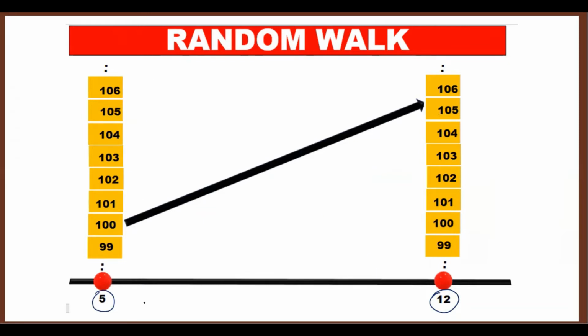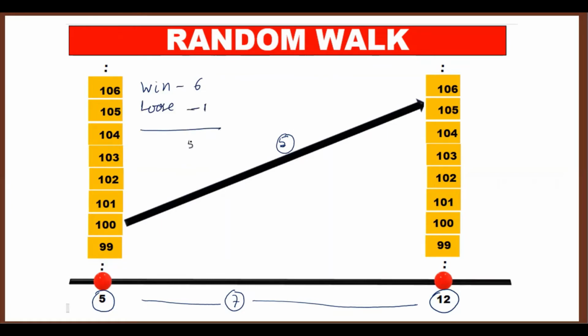If this is 7 and I want to get an increment of 5, that is possible. If this is odd, this should be odd. How is this possible? I have to win 6 times and lose once. Then there will be a net 5 gain, and I want from 100 to 105, that is 5.